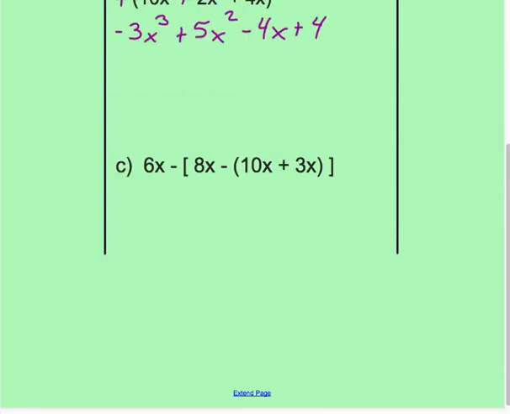Again, on this one, distribute the negative sign. And what you're going to want to do on this is actually, you can distribute the one on the outside first, just to there. Don't distribute that one on the outside all the way through. And now we're adding. So we've got 6x minus 8x plus 10x plus 3x. So there's a lot of x's to combine. So we've got 19x minus 8x is 11x.